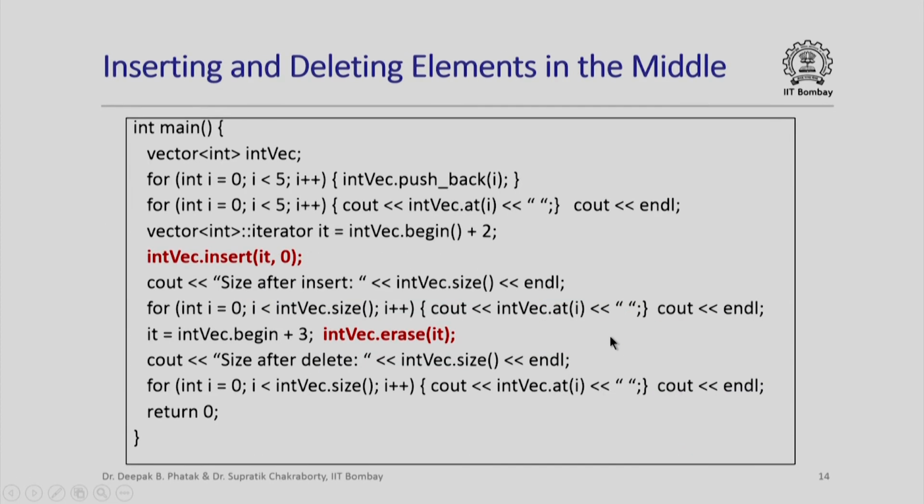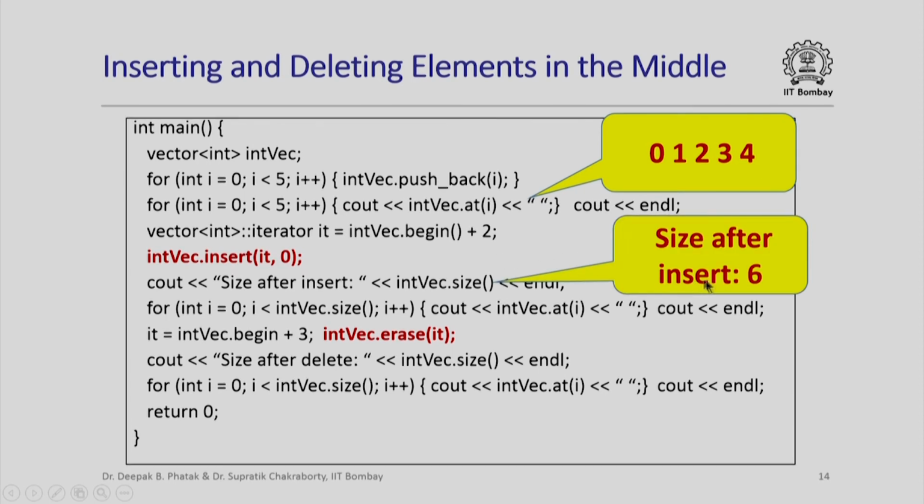Now I can also insert and delete elements in the middle of a vector. So in this program, I have created a vector which contains 0, 1, 2, 3, 4 here, and then I have printed those out here. So this will print out 0, 1, 2, 3, 4, and now I get an iterator of the vector of integers, and this iterator is intvec.begin + 2. So it is basically pointing here, and then suppose I say insert at the position pointed to by that iterator the value 0. So it is going to insert 0 here, push 2, 3, 4 after that, and the size of the vector is of course going to increase.